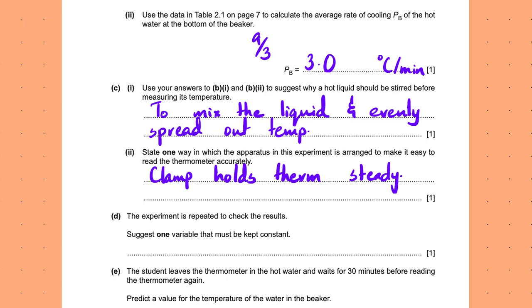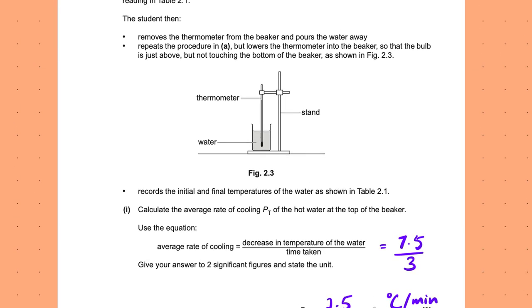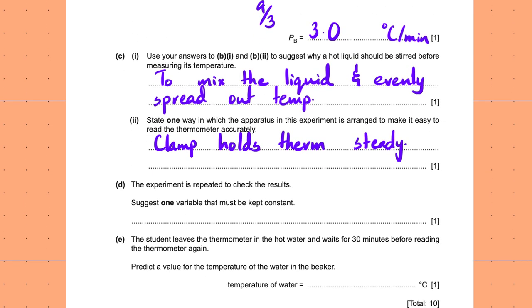The experiment is repeated to check the results. Suggest one variable that must be kept constant. So again, this is about the cooling, right? So I can say that the room temperature must be the same. You can also say that the amount of water must be the same. You should do it for the same time, right? And a lot of factors that you can write here. So I'm going to say same room temperature.